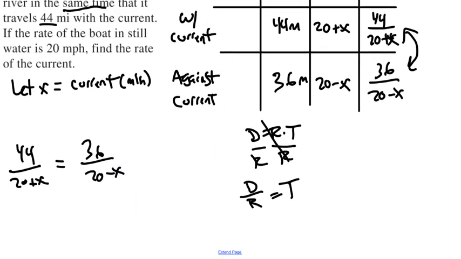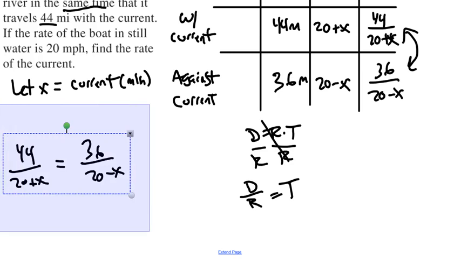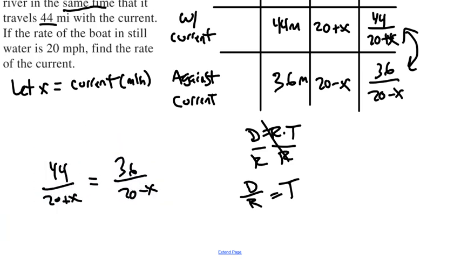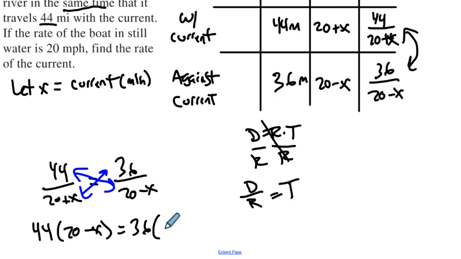All right, great. So we're ready to solve this. Since we have a fraction equals a fraction, let's go ahead and cross multiply. So I'll multiply those two and then those two. I'm going to get 44 times 20 minus x, and then 36 times 20 plus x.